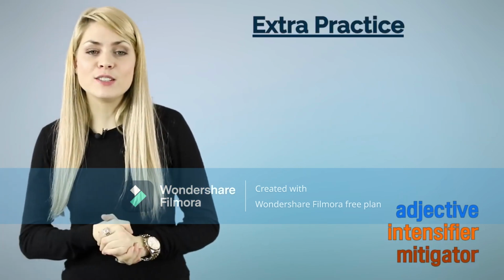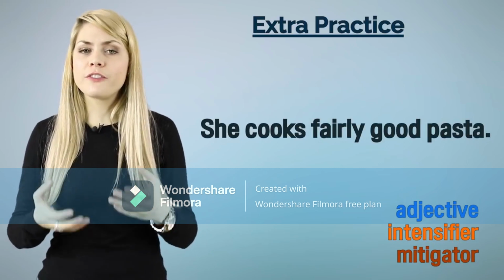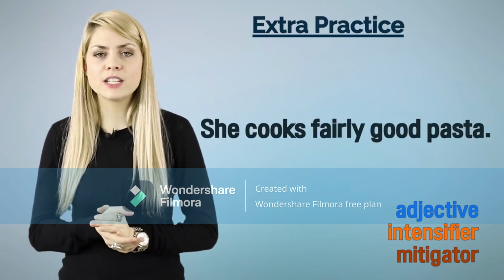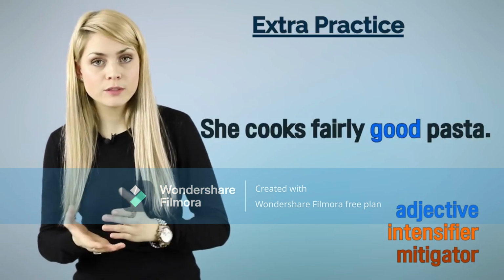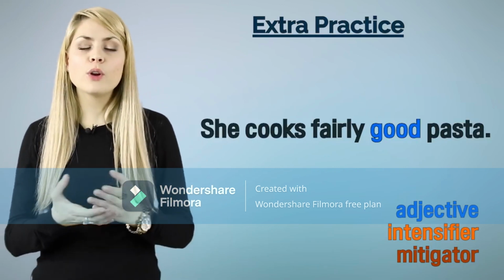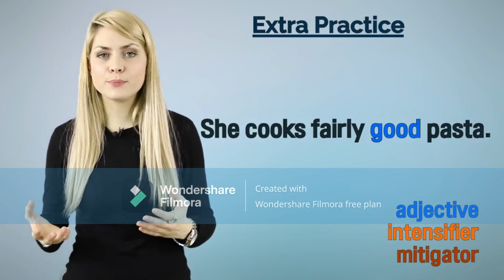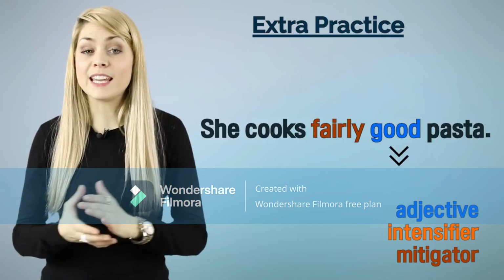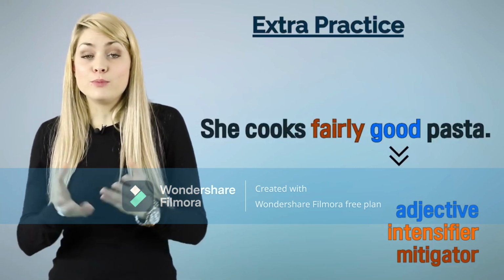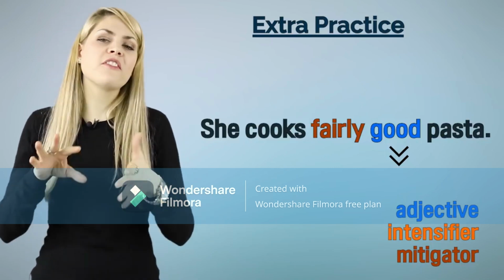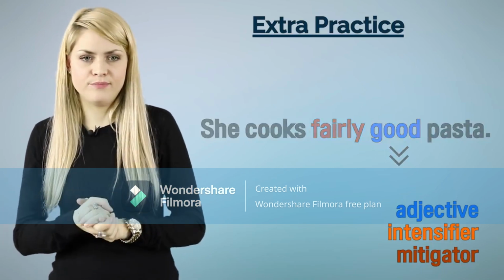The second sentence, she cooks fairly good pasta. Now the adjective in this sentence is good, I'm sure you know. What about fairly? Is it an intensifier or a mitigator? It's a mitigator, guys. The adjective good is less powerful because of fairly. She cooks fairly good pasta.